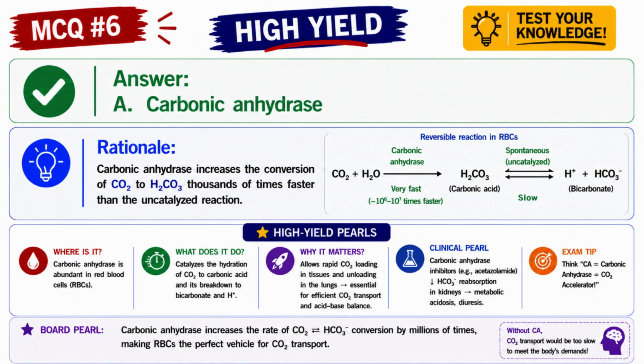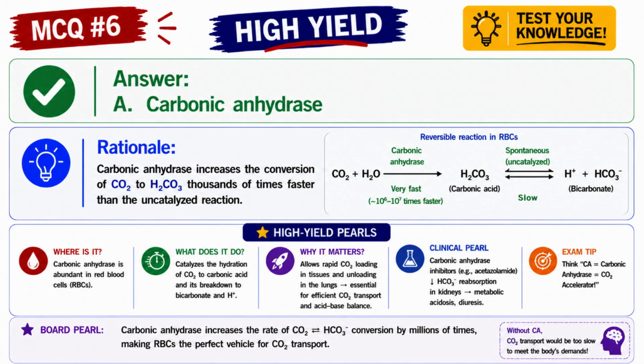Here's why. The conversion of CO₂ in water to carbonic acid, CO₂ plus H2O, to H2CO3, can occur spontaneously in plasma, but spontaneously, it is extraordinarily slow. Left to proceed without a catalyst, it would take several minutes for equilibrium to be reached, far too slow to occur during the fraction of a second that blood spends in a systemic capillary. Carbonic anhydrase accelerates this reaction by a factor of approximately 5,000 to 10,000 times. A reaction that would take minutes happens in milliseconds.